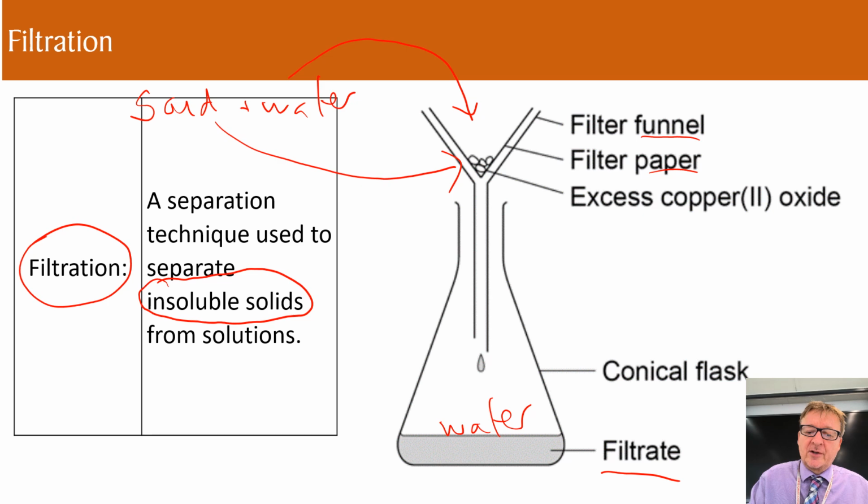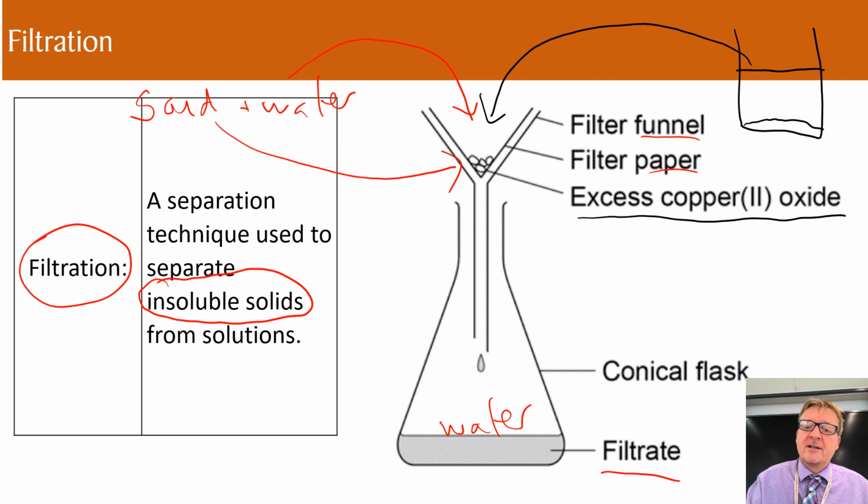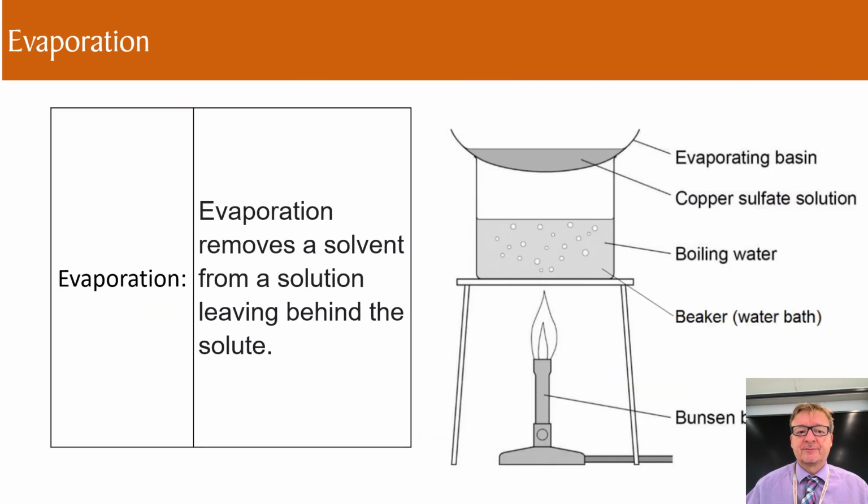Now the example I've got on here, and I'm actually going to change my pen to black, is where I've got excess copper oxide. So I've got a beaker, and inside there I've got copper sulfate, and I've got copper oxide at the bottom, solid black copper oxide. So what I do then is I pour the whole mixture into here, the filtrate comes through, and left in there is my excess copper oxide. That's filtration. The next one is evaporation.